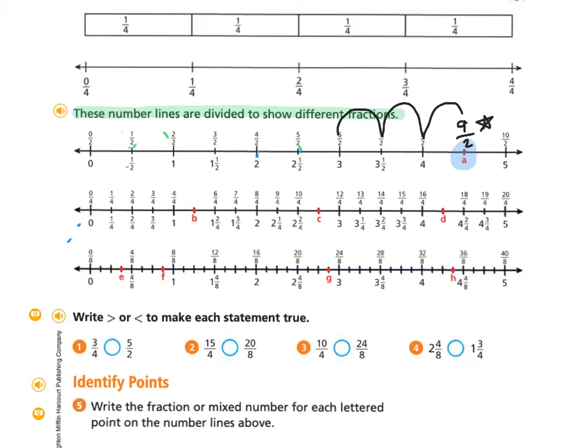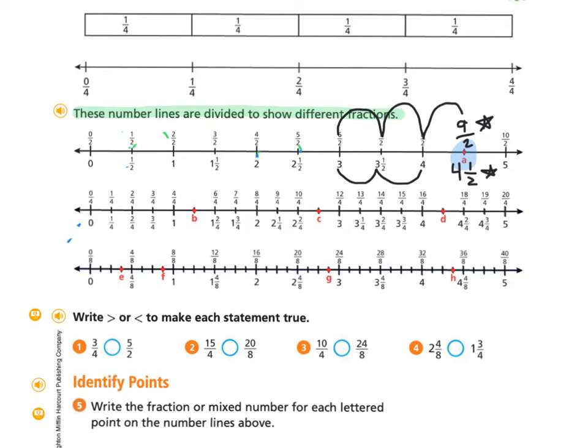When I'm talking about my mixed numbers, if I'm starting at 3, I would say 3, 3.5, 4. My next mixed number is 4 and 1/2. Give yourself a star if you figured that out as well. So I could say that point A is both at 9 halves or 4 and 1/2.